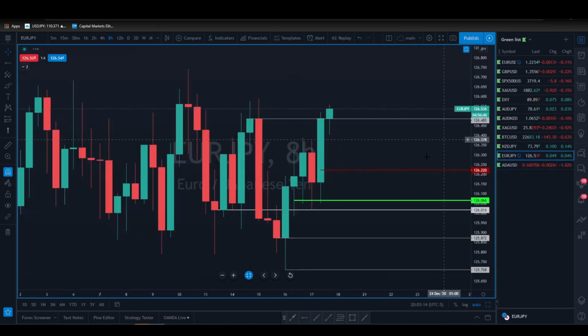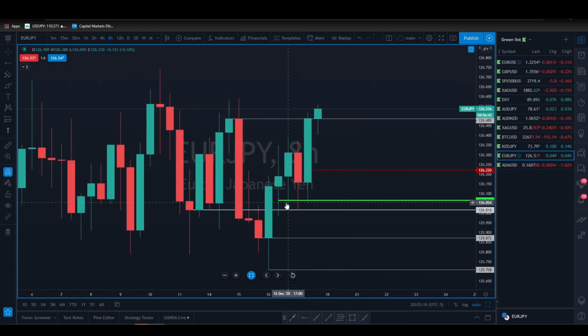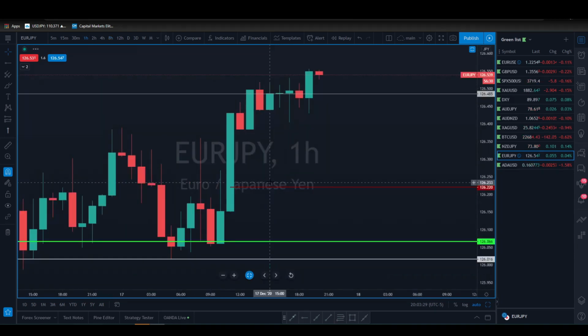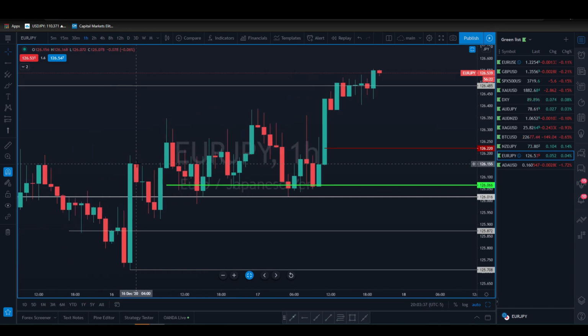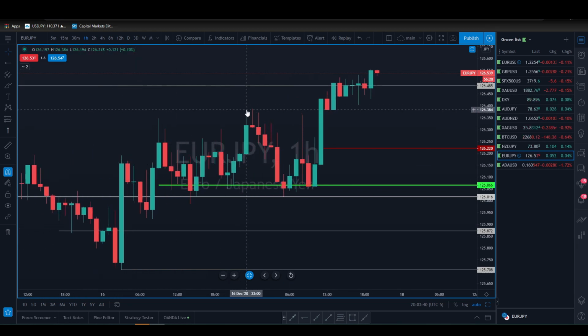Euro yen. Now, this was my market structure here, this white line at 126.016. This morning I was looking at wicks, and then in an hourly chart I went down and I said if we keep closing hourly candles above this level, I am going to look to get long and target this high here.